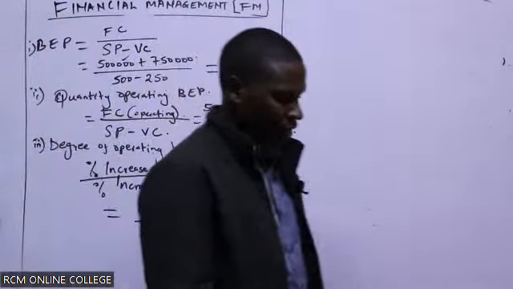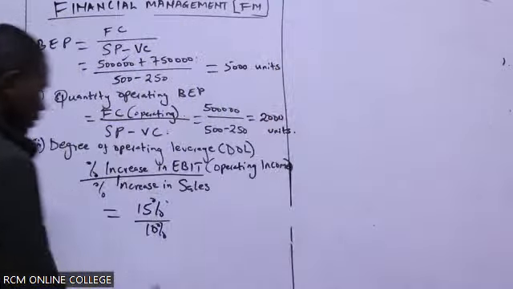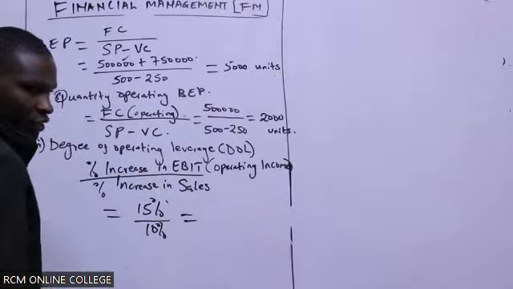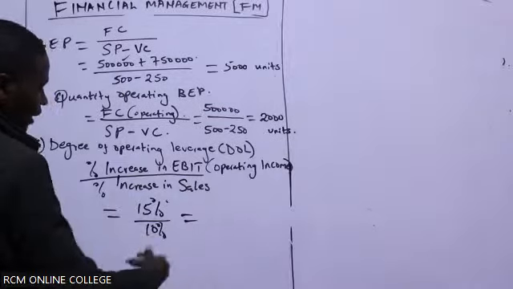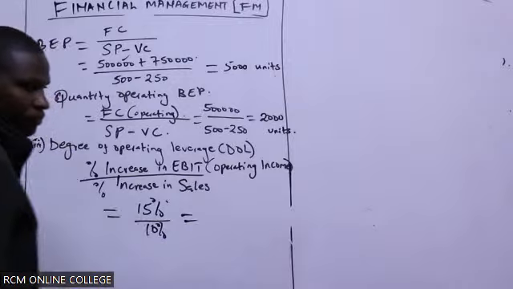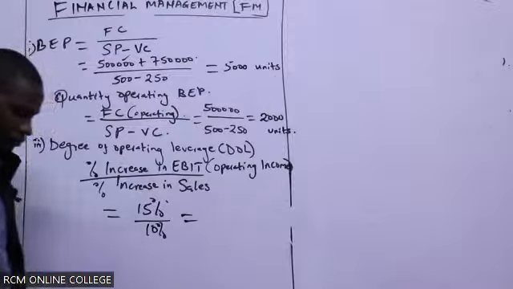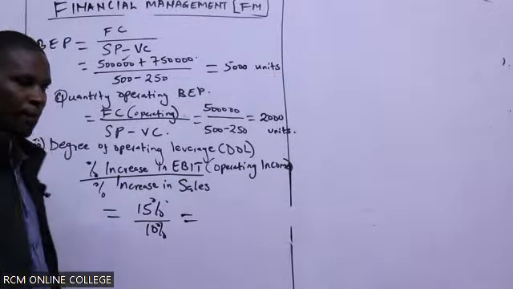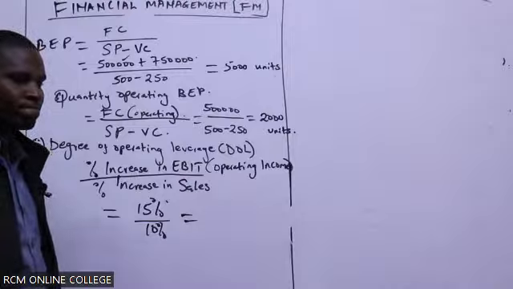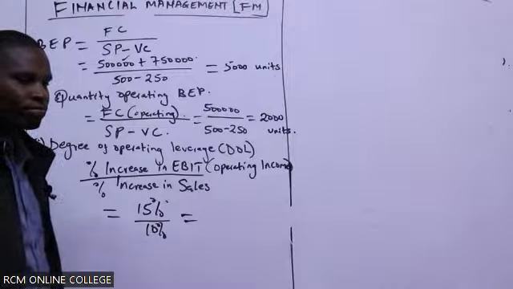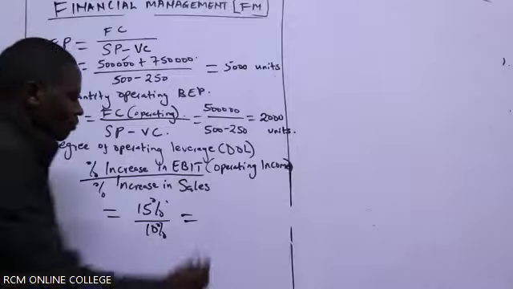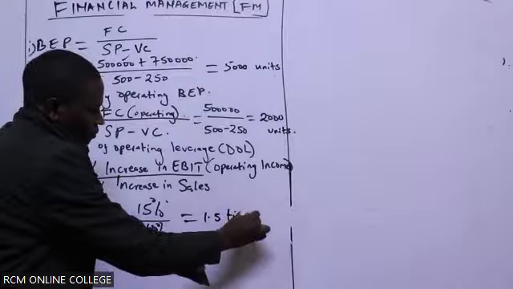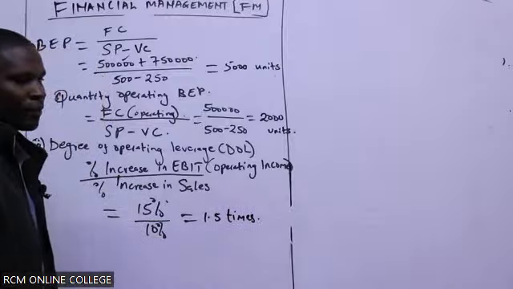So give me the degree of operating leverage. In fact, you give it in times. So how many times? It is 1.5 times.